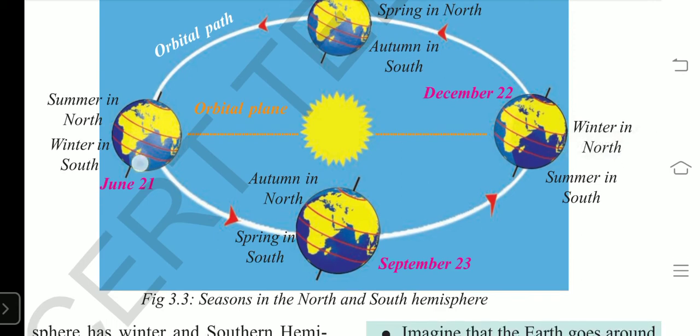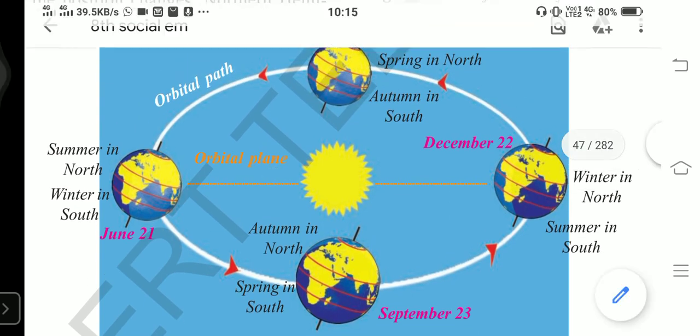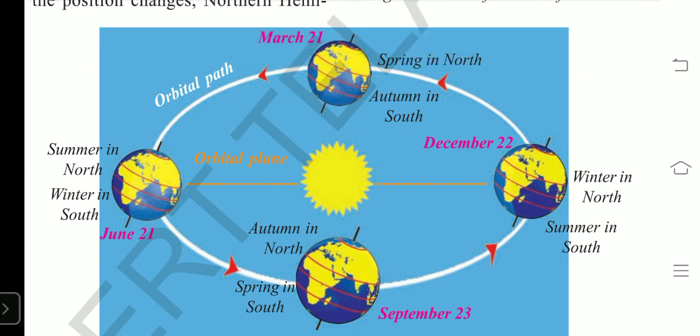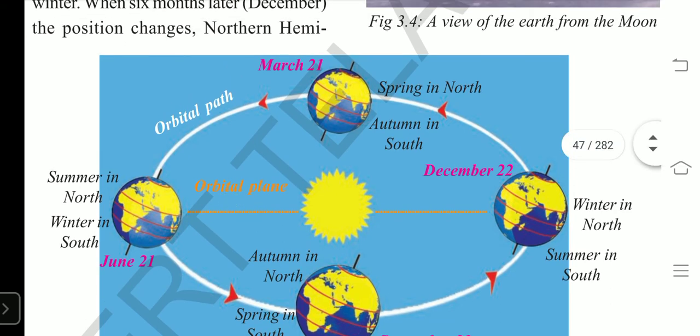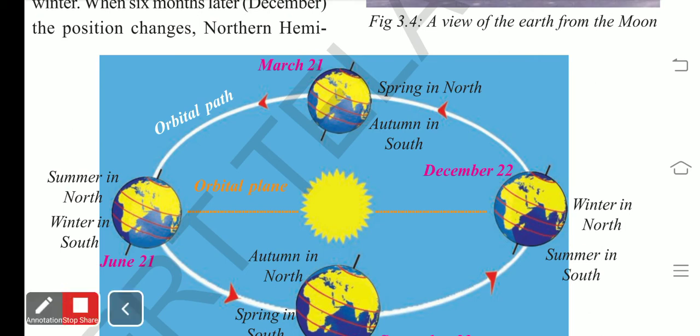See, June 21st, here it is. Then it moves to another place by March 21st. So what do you understand here? It keeps moving forward at every moment around the sun, right? The motion of the earth around the sun is called revolution, right? It takes 365 days 5 hours 56 minutes to complete one revolution.